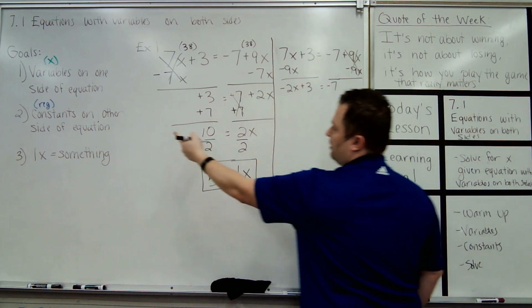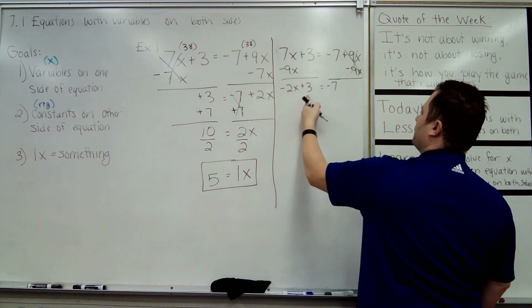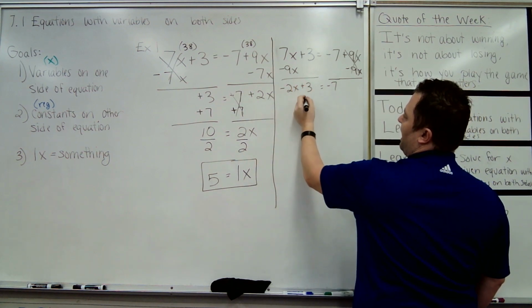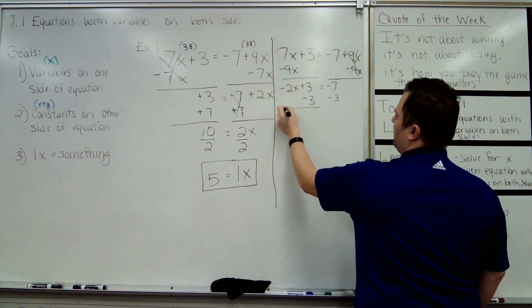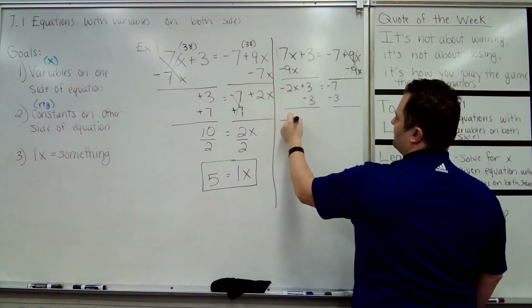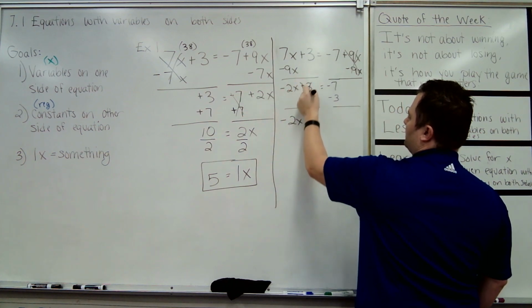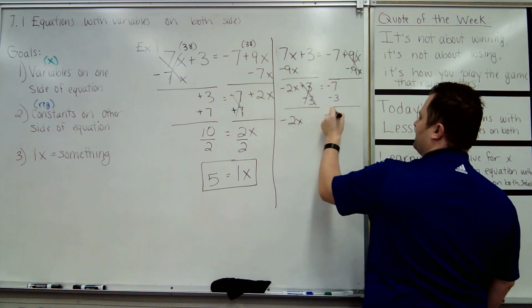I now want to get the constants onto the opposite side. The variables are on the left. I need my regular numbers on the right. This is being added. I will now subtract 3 from both sides to maintain that both sides are equal. Negative 2x is left. The 3's cancel. That's equal to negative 7 take away 3 is negative 10.